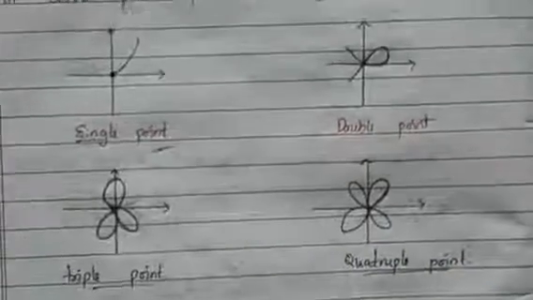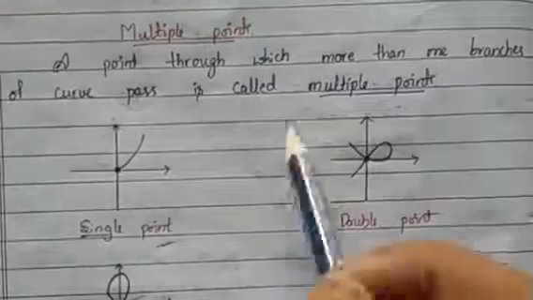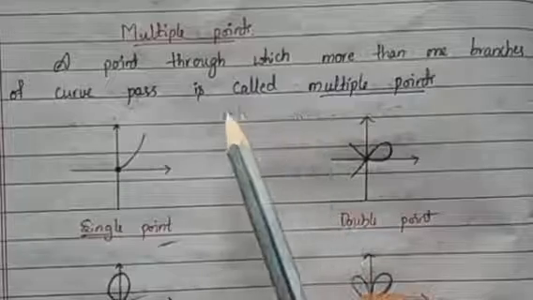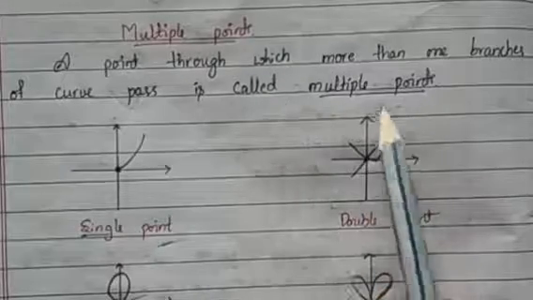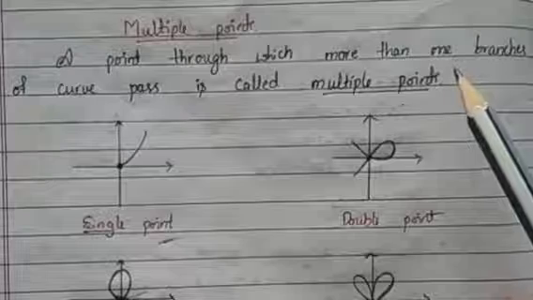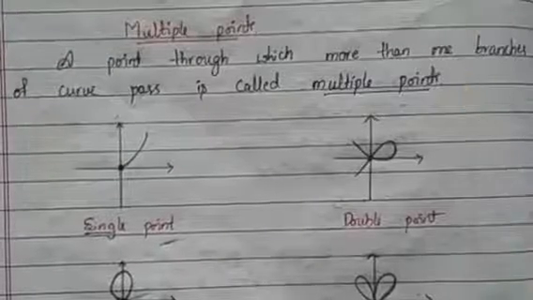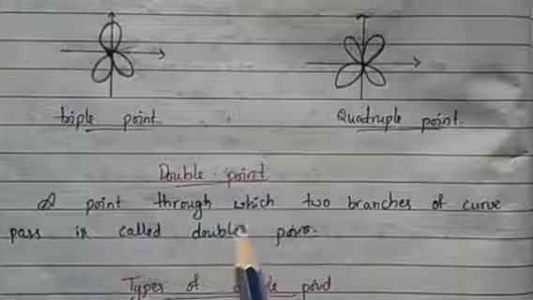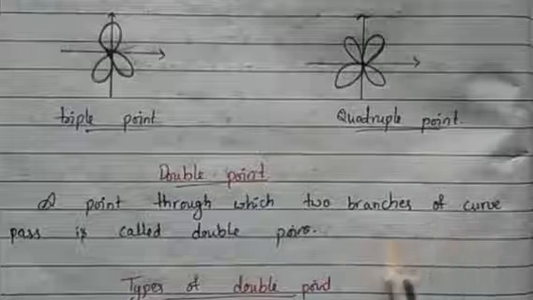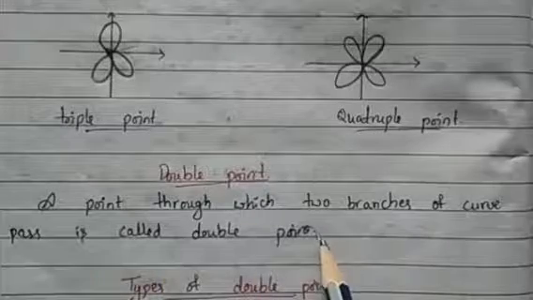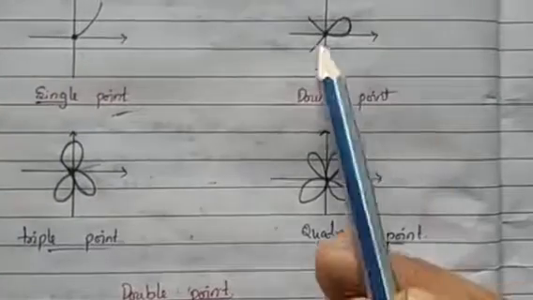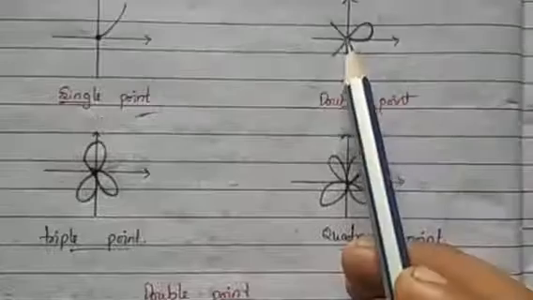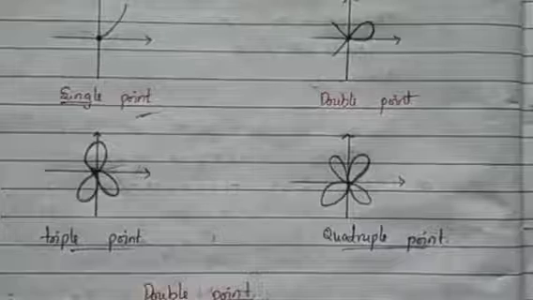Got it? So, what does multiple point mean? A multiple point means a point through which more than one branch of the curve passes. The multiple point is also called a double point. A double point means a point through which two branches of the curve pass. Look here in this graph, two branches of the curve pass. So this point is called a double point.